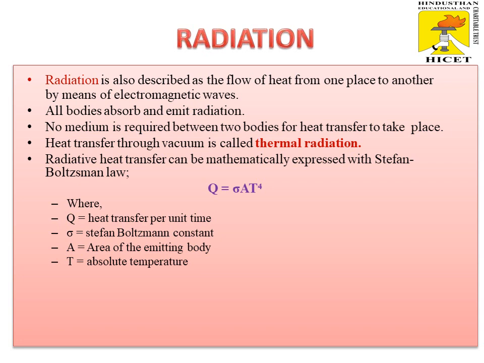The radiation mode of heat transfer can be expressed by using the Stefan-Boltzmann law. Q is the rate of heat transfer per unit time, sigma is the Stefan-Boltzmann constant, A is the area of the emitting body, and T is the absolute temperature. Here sigma is the proportionality constant. We can explain this expression as: the rate of heat transfer per unit area per unit time is directly proportional to the fourth power of the absolute temperature. So it all depends upon the temperature of the body.